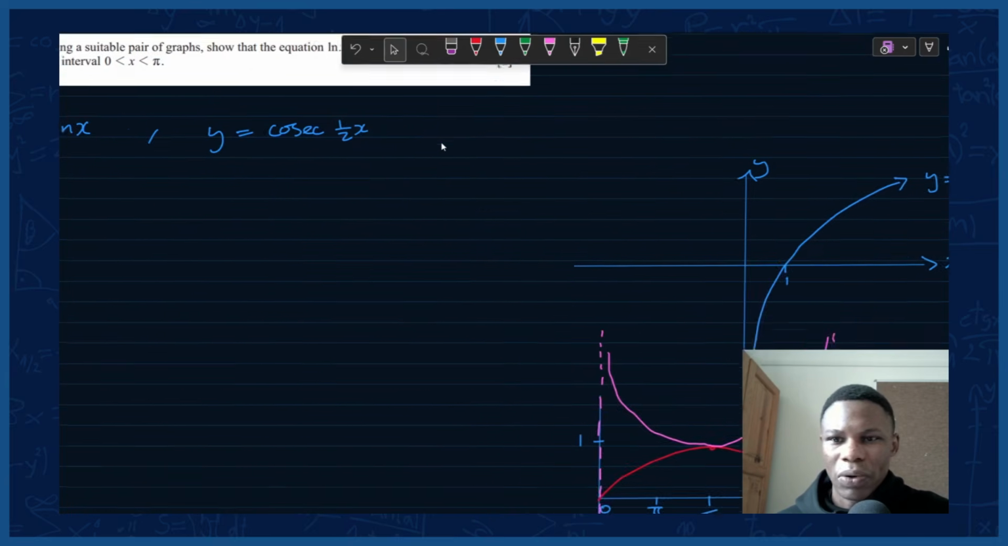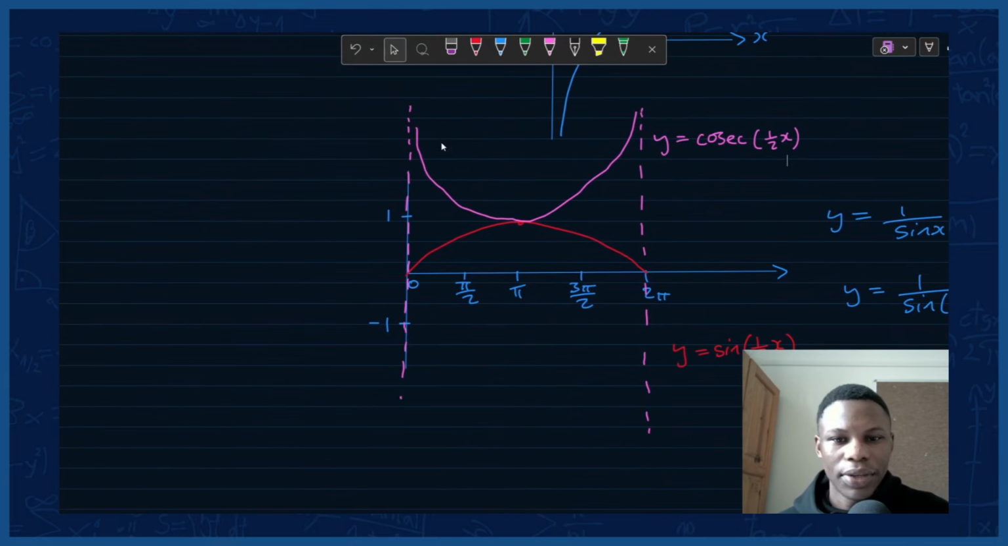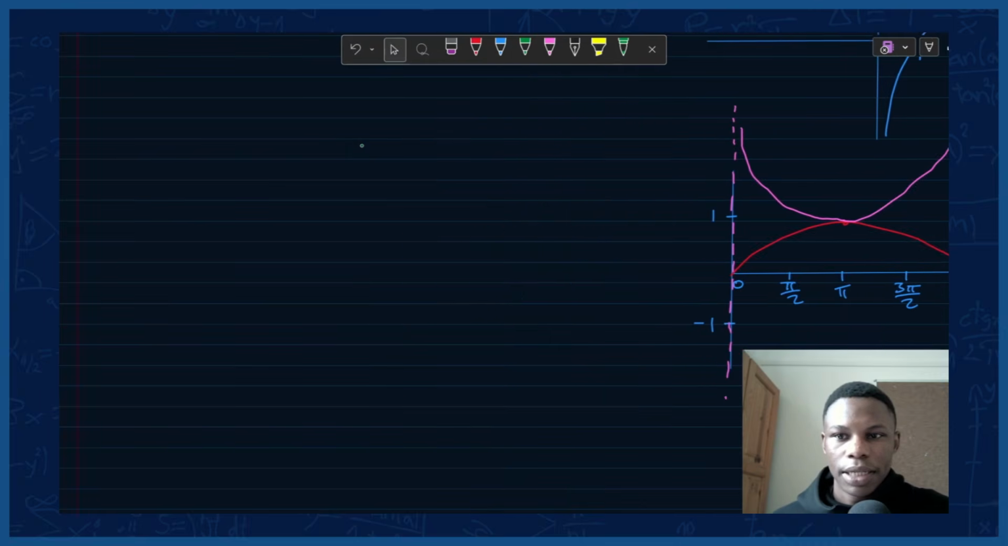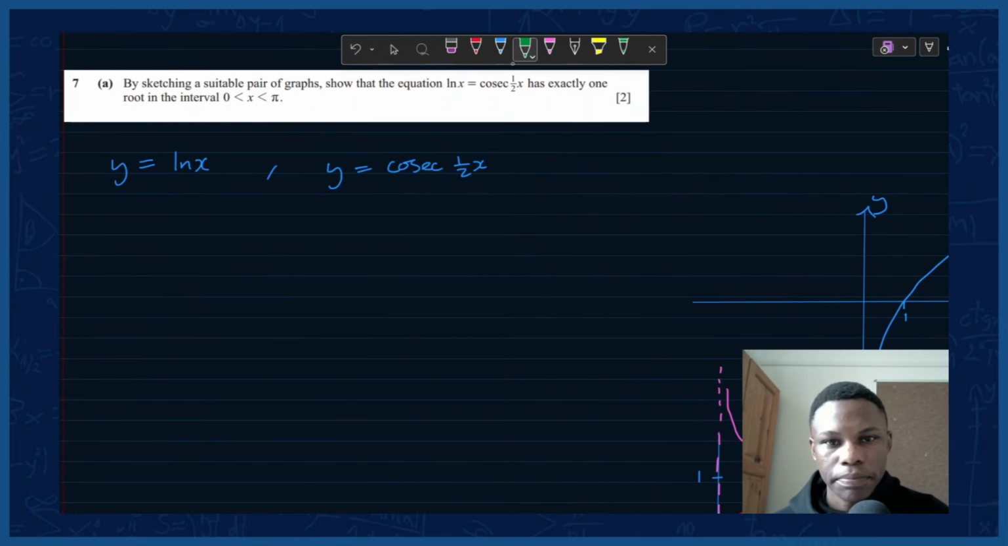But I believe we only want it between 0 and pi. So that means we're only going to draw up to the middle, right? This part. Can put it in green. We're only going to draw that part. That's the one that's necessary for this question. Okay, so let's put this together.